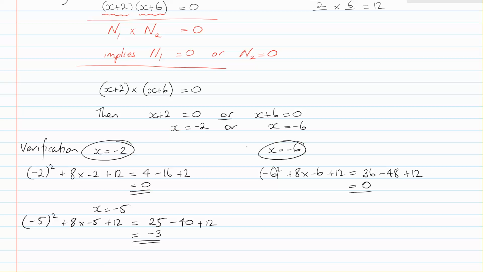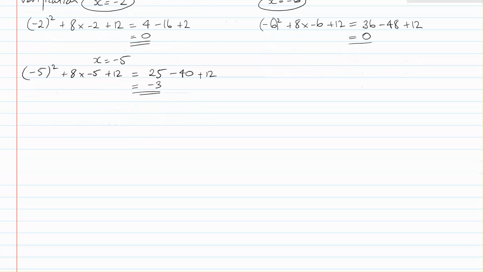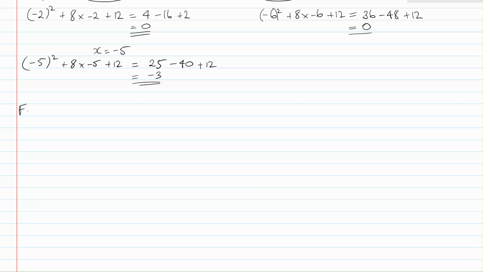A linear equation has one solution. A quadratic equation has two solutions. Not always. There are special cases where it doesn't, and we'll talk about that. But for now, take it from me that a quadratic equation has two solutions. Another example, by factorizing.